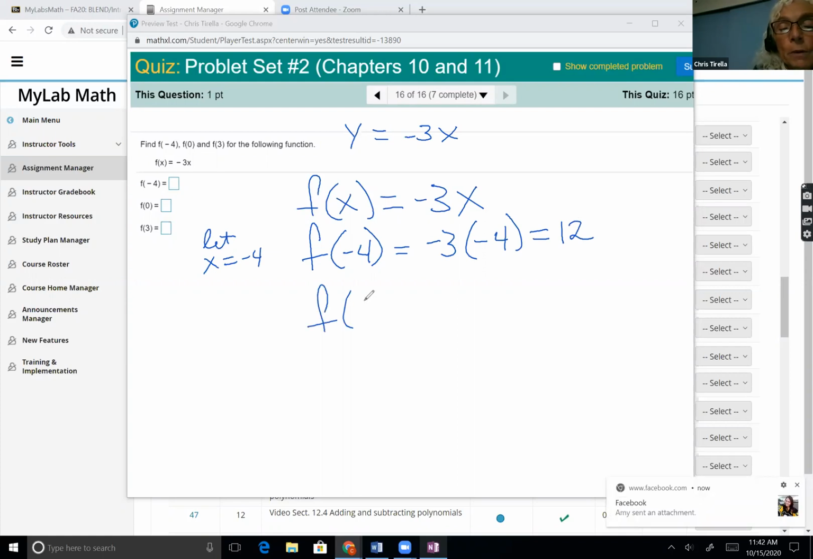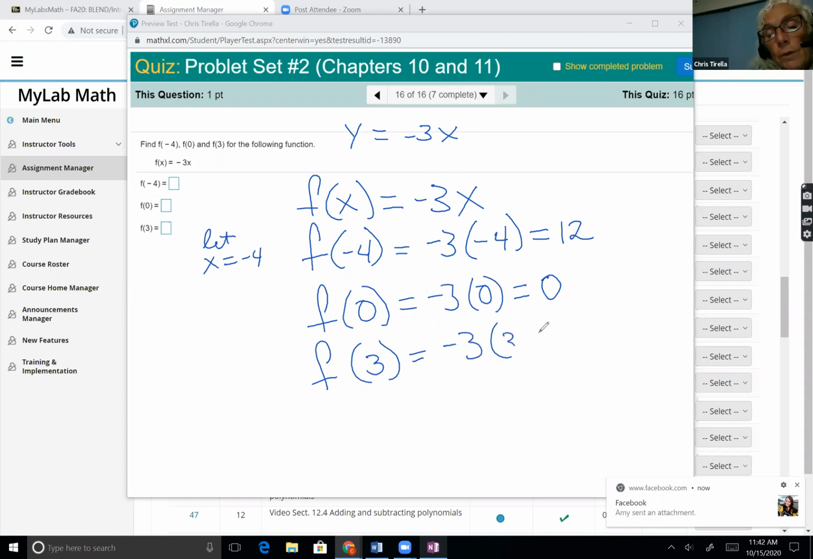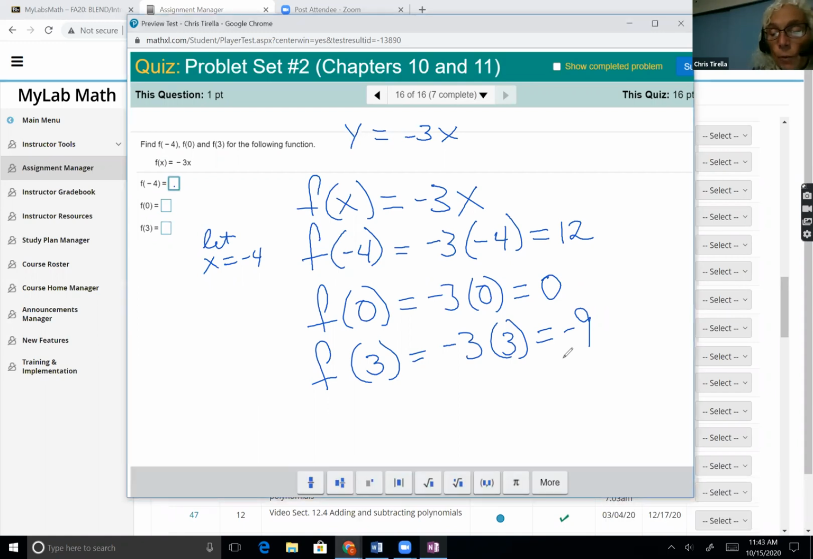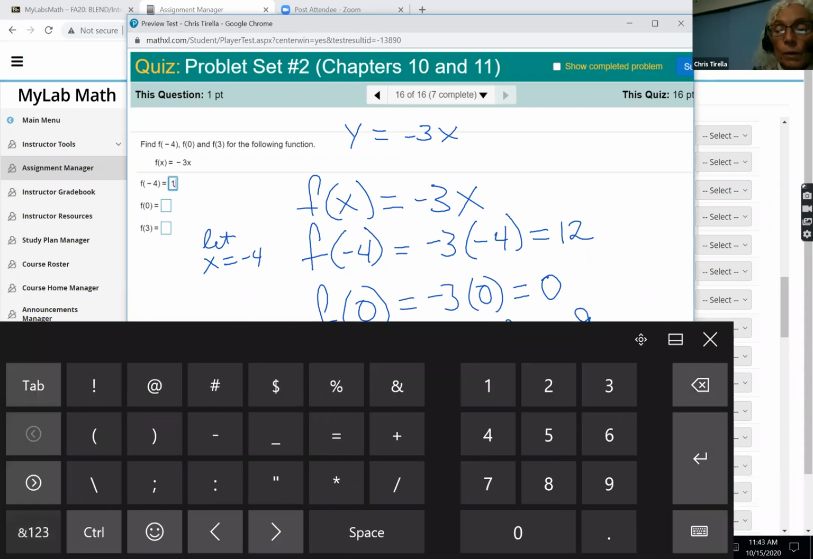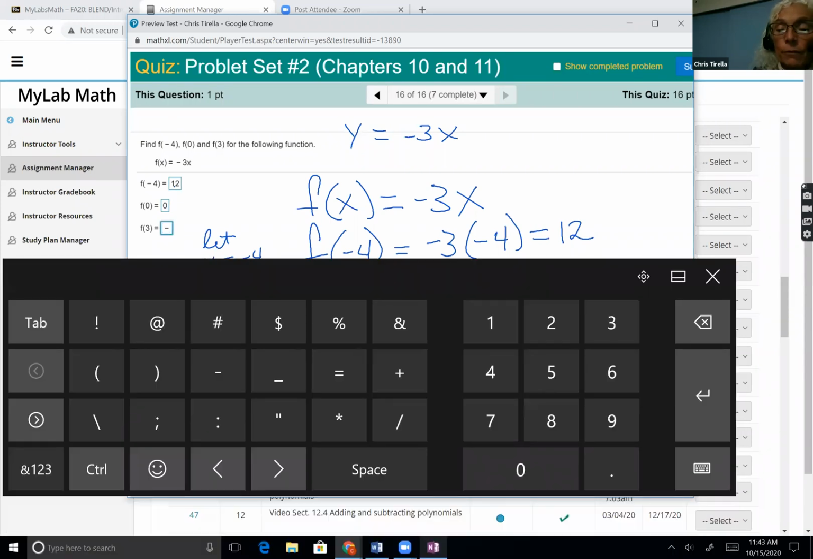For f of 0, this time I'm substituting in for x 0, and I get 0. And for f of 3, this time I'm substituting in for x 3, which gives me negative 9. So, first f of negative 4 was 12. Then f of 0 was 0. Then f of 3 was negative 9.